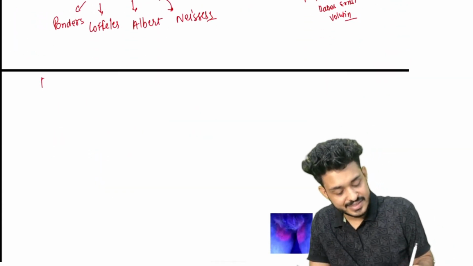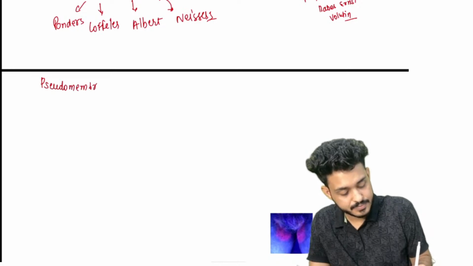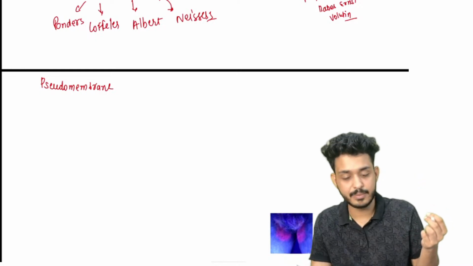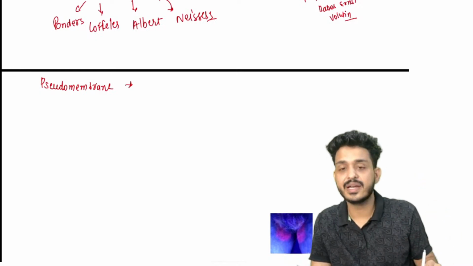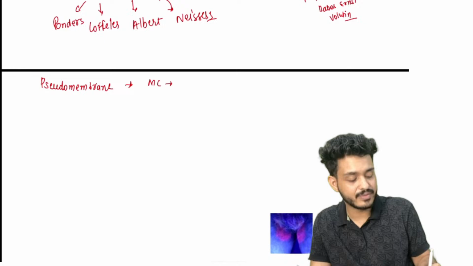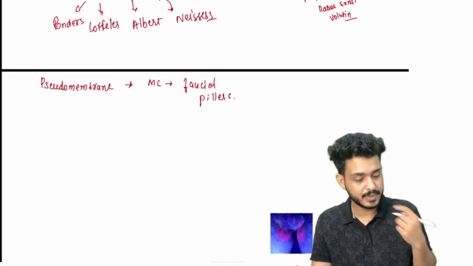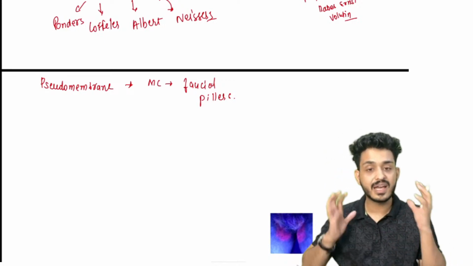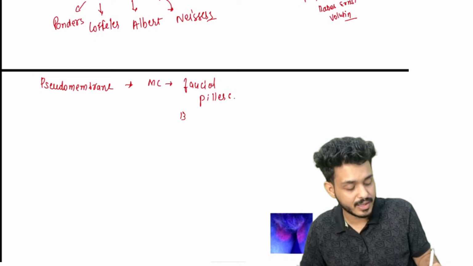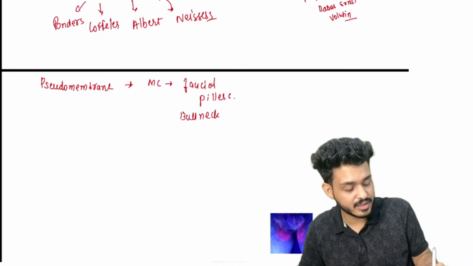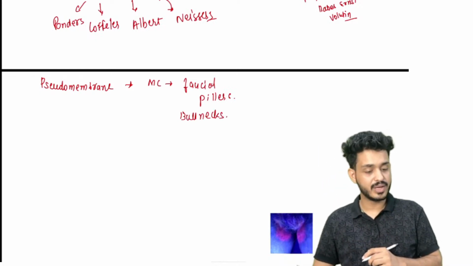You will find this pseudomembrane, guys. When you try to peel off that pseudomembrane, there will be some bleeding. The most common site of this pseudomembrane will be the faucial pillars. Apart from that, in some cases the patient will have a history of bull neck.